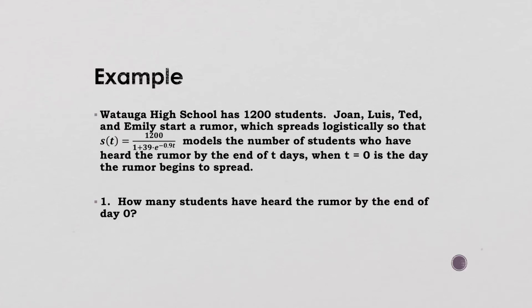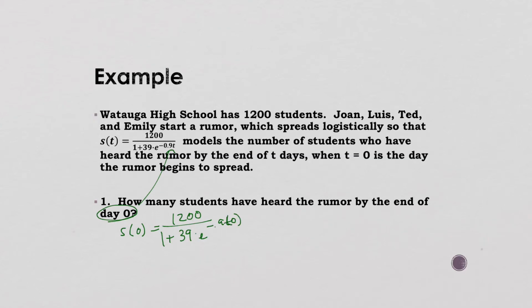Watauga High School has 1,200 students. Joan, Louise, Ted, and Emily start a rumor, which spreads logistically so that this models the number of students who have heard the rumor by the end of t days, where t equals 0 is the day the rumor begins to spread. How many students have heard the rumor by the end of day 0? By the end of day 0 gives me a time, so I'm going to plug 0 in for t. So S of 0 equals 1,200 over 1 plus 39 times e to the negative 0.9 times 0.